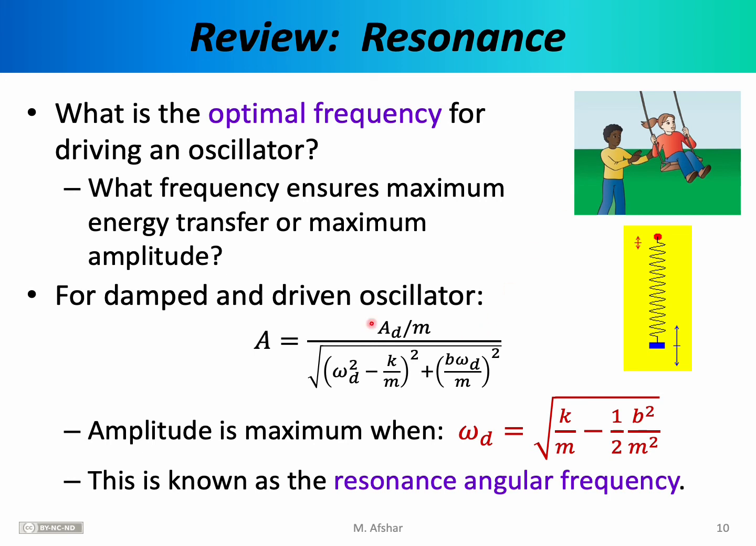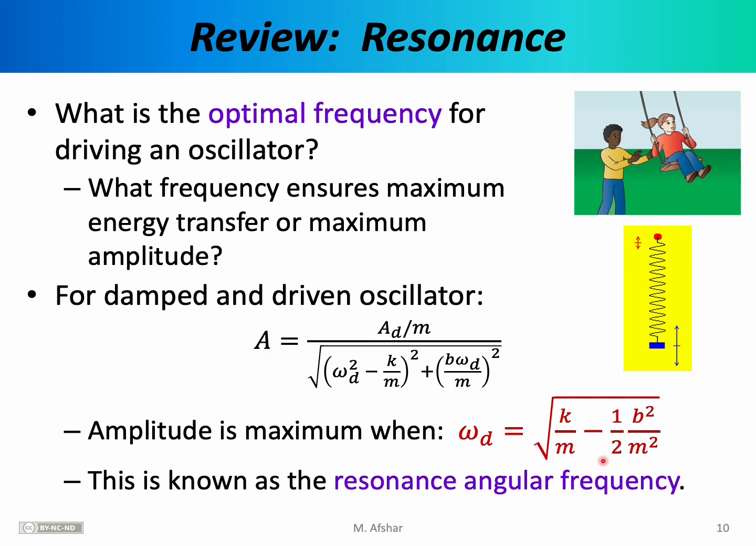For a mass spring system, the amplitude is given by this complicated formula. You can see that the amplitude is a function of omega sub d. Omega sub d is the angular frequency of the driving force. You can maximize this function if you set omega sub d equal to this particular expression here. This is the frequency that maximizes the amplitude of the oscillations.